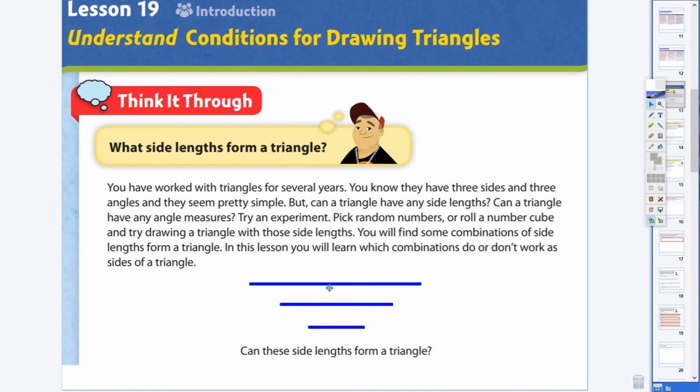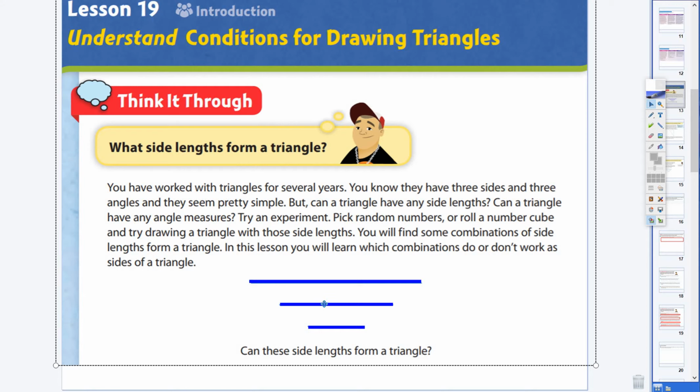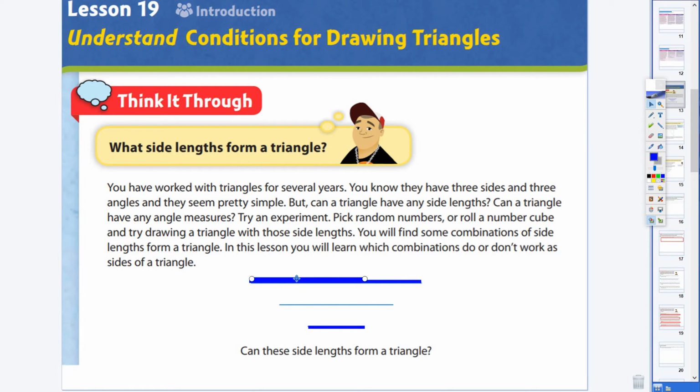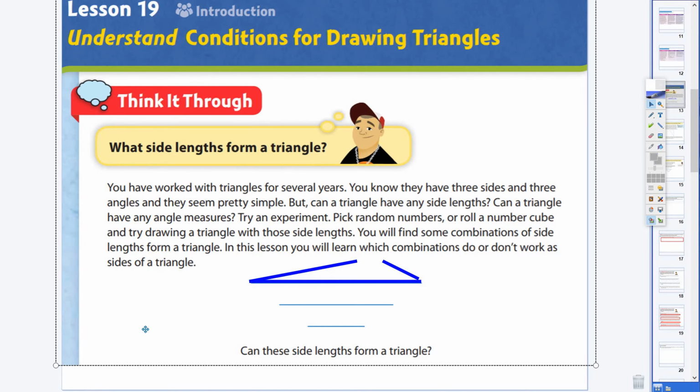So here I put in lines just to see if these connect, and when you try those, you can see that they will most likely not connect. Watch. If I put this here and I put this here, boom, these will not connect. So these will not make or form a triangle.